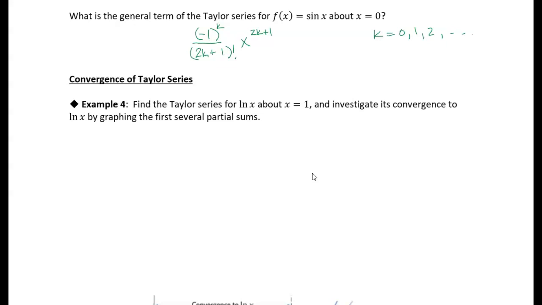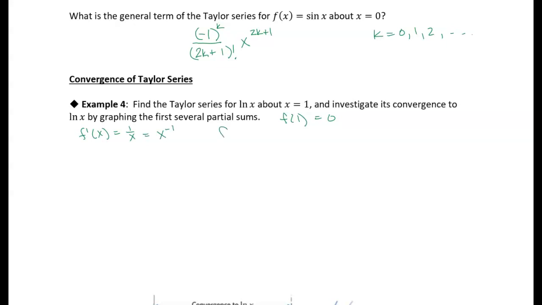First of all, we're going to look at the Taylor series for the natural log of x around x equals 1. Now we did this in the last lecture too, but let's go through it again. So we know that f of 1 is equal to 0. So that's going to be our first term in our Taylor series. And then we can look at the derivatives. So f prime of x is just 1 over x, which I'm going to write as x to the minus 1.